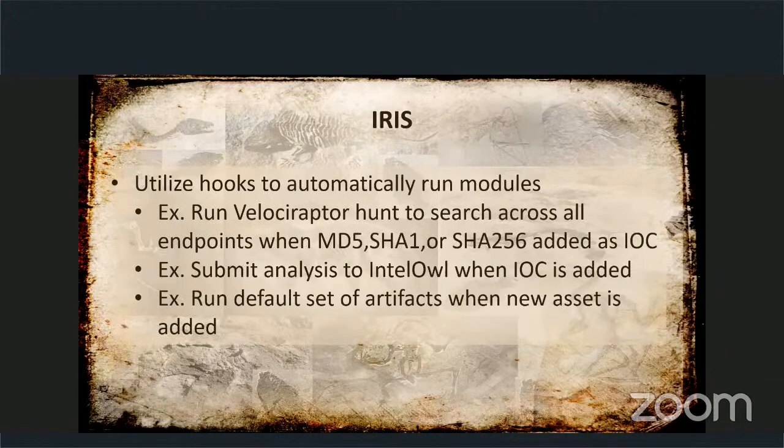Now, what are some other things we can do out of the box? We're going to be able to utilize hooks to automatically run modules in Iris. For example, if we add an IOC to a case, we want to see if any other box in our deployment, or which boxes, might have this file on there. We can add an MD5 on there. We could submit analysis to Intel Owl if we wanted to, and we could also run a default set of artifacts, right? Like if we added a new asset, we wanted to go off and run certain queries on the new asset, we could certainly do that all through those modules.